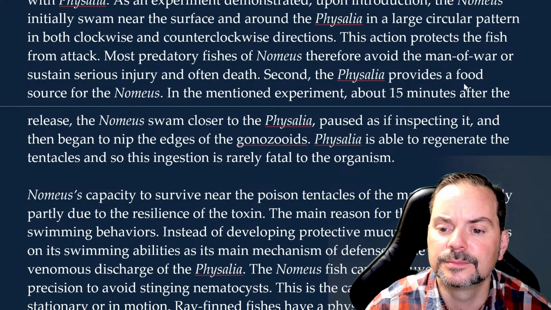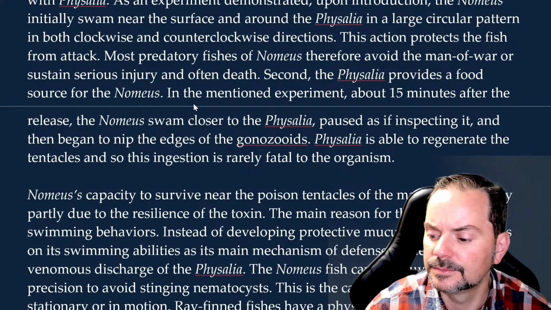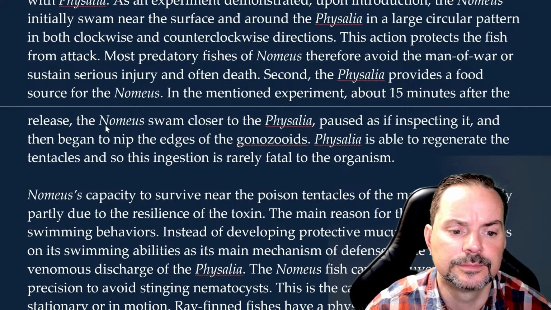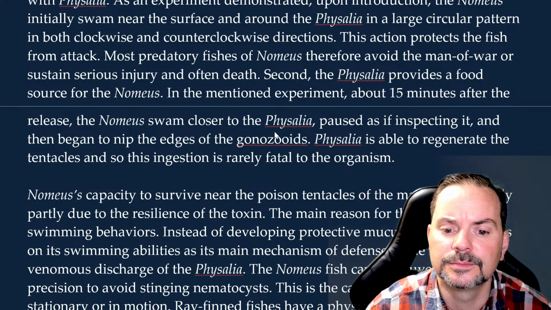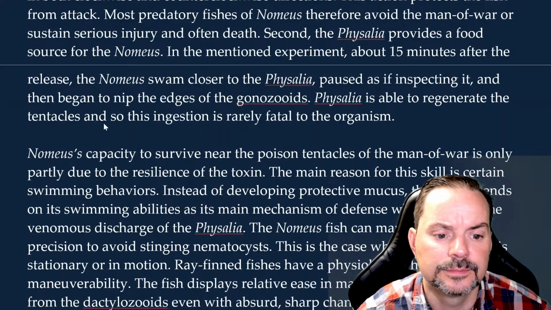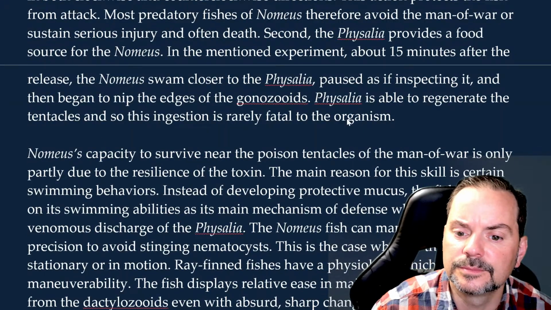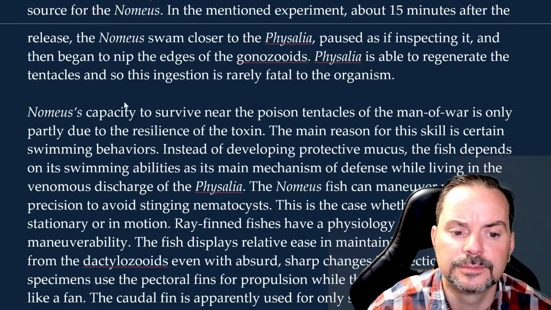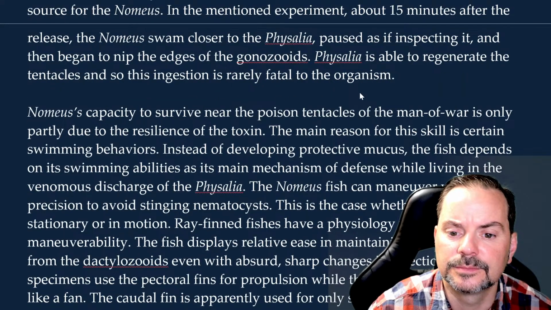Second, the Physalia provides a food source for the Nomius. In the mentioned experiment, about 15 minutes after the release, the Nomius swam closer to the Physalia, paused as if inspecting it, and then began to nip the edges of the gonozoids. Physalia is able to regenerate the tentacles, and so this ingestion is rarely fatal to the organism.